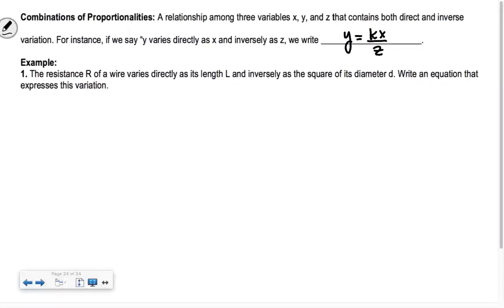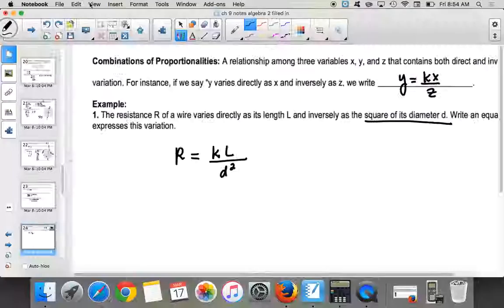And this will happen a lot in science. So it says the resistance R of a wire varies directly as its length, so K times L, and inversely as the square of its diameter. So what do I put on the denominator? Just D? D squared, the square of its diameter. Okay, so that would be an equation that would represent that. Does this make sense? All right.